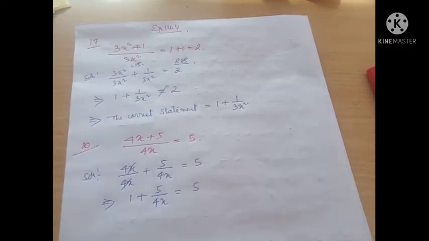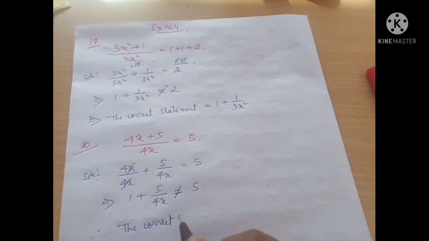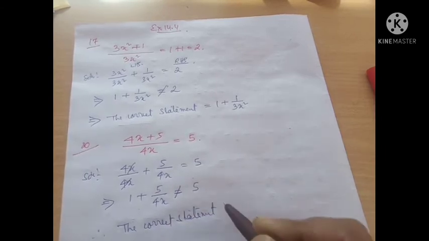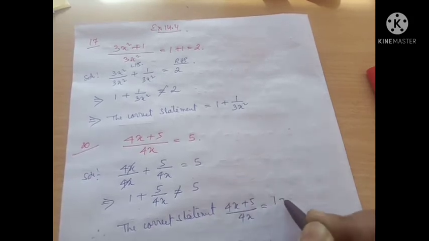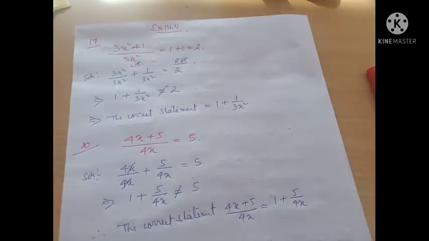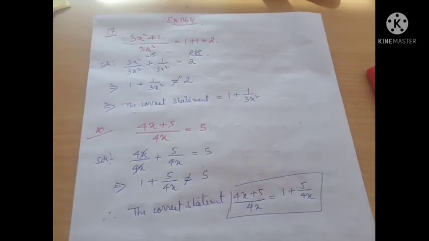Whether this left hand side and right hand side is equal? No, the answer is not equal. So therefore the correct statement of this answer is 4x plus 5 by 4x is equal to 1 plus 5 by 4x. 1 plus 5 by 4x will be the correct answer. This is the last exercise for this chapter number 14, factorization. So we have completed up to chapter number 14.4. We have completed all this exercise and the explanation and all.